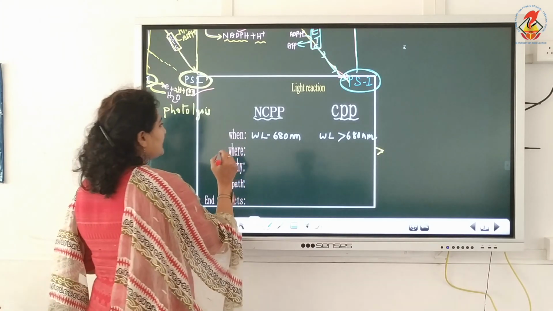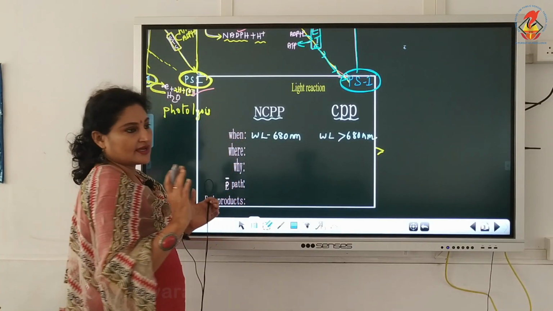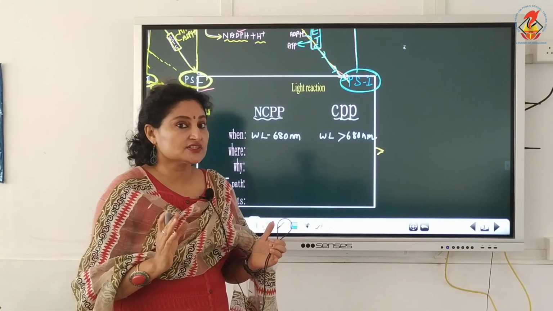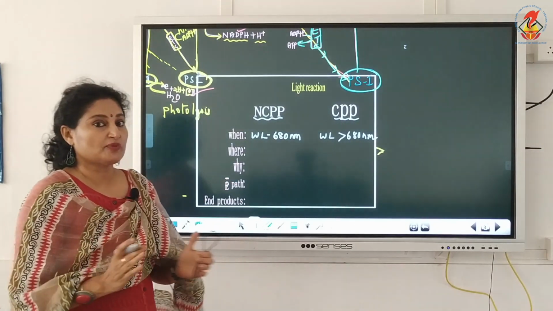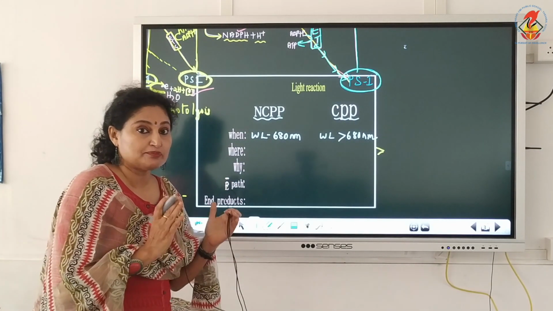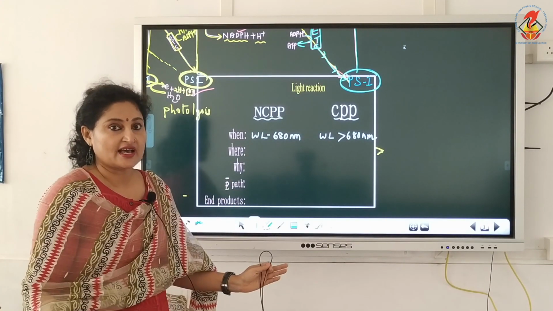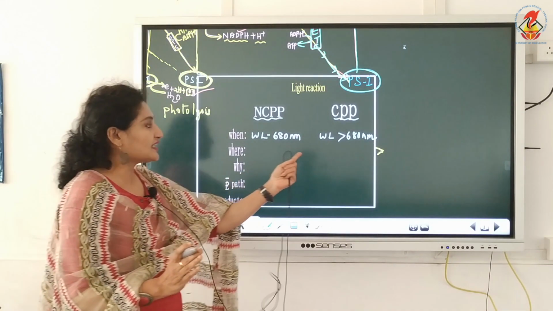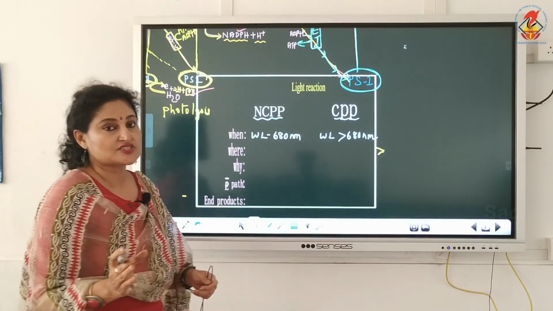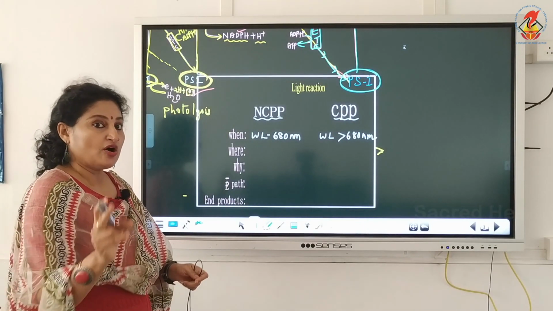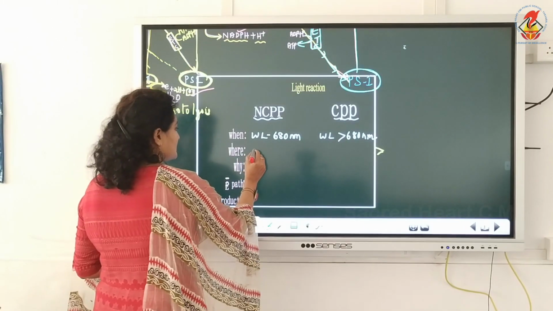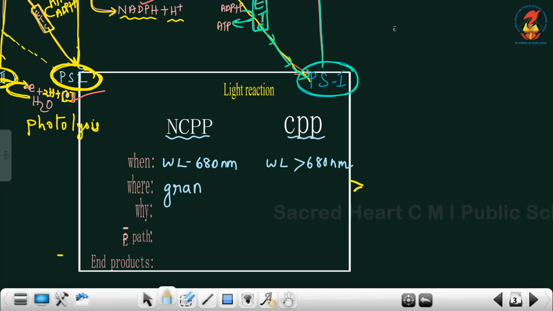Next, where does it occur? Here I told you light reaction occurs where? In the grana, and because we are talking about photosynthesis occurring in plants, we gave in the beginning itself that light reaction occurs in the grana as a generalized statement. But when it comes to bacteria, it is not occurring in the grana, it is occurring in the lamella of the stroma. In NCPP it is occurring in grana, here it is occurring in the stroma lamella.